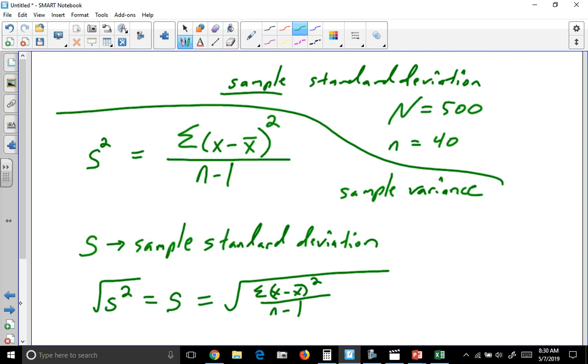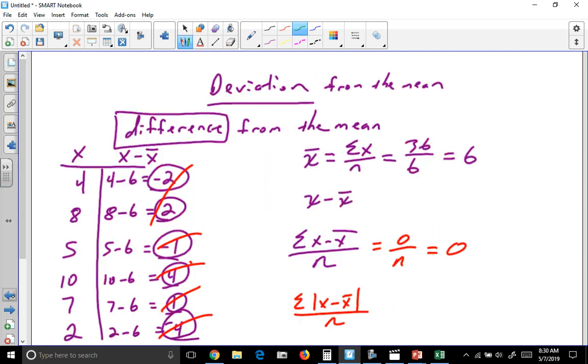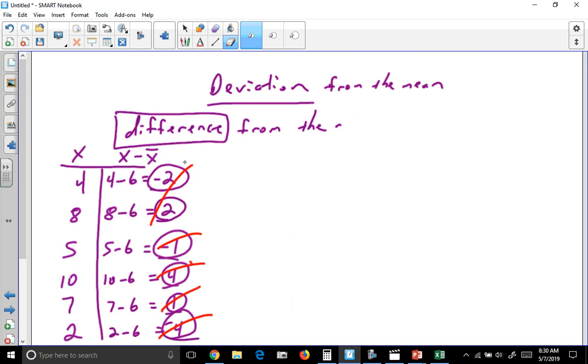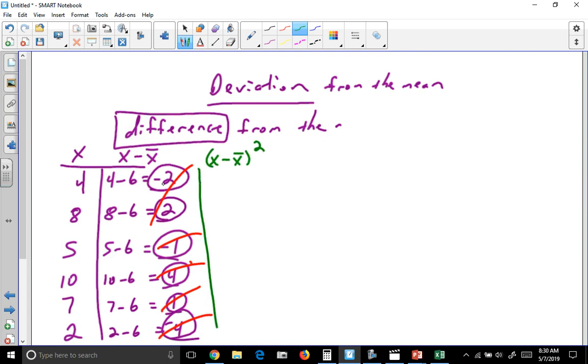So let's do that for our little data set. We saw that if we just added up the deviations from the mean, those added to 0. So let's get our deviations squared. If we square the first deviation, -2 squared is 4. The next deviation squared, 2 squared is 4. -1 squared is 1. 4 squared is 16. 1 squared is 1. -4 squared is 16.